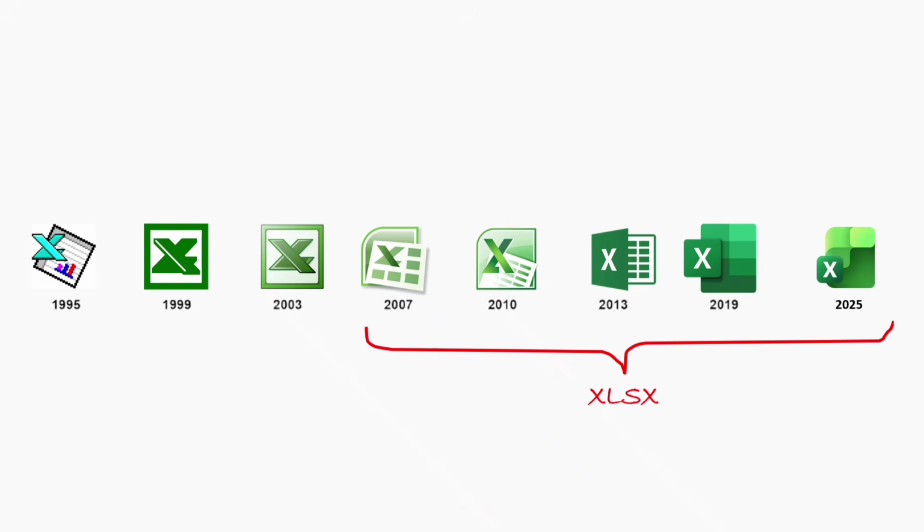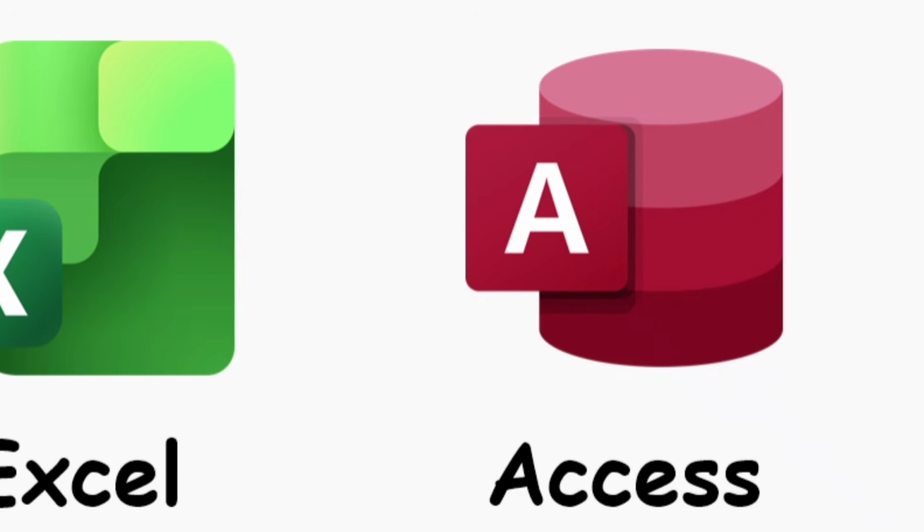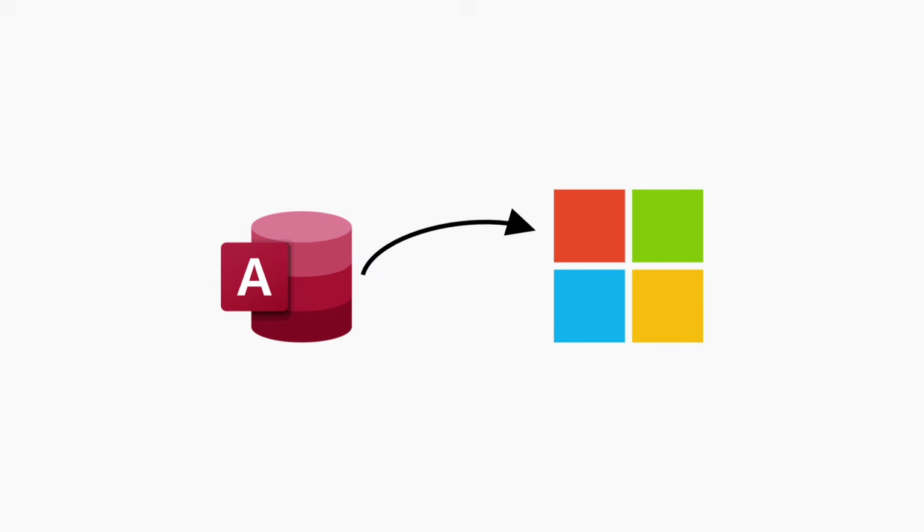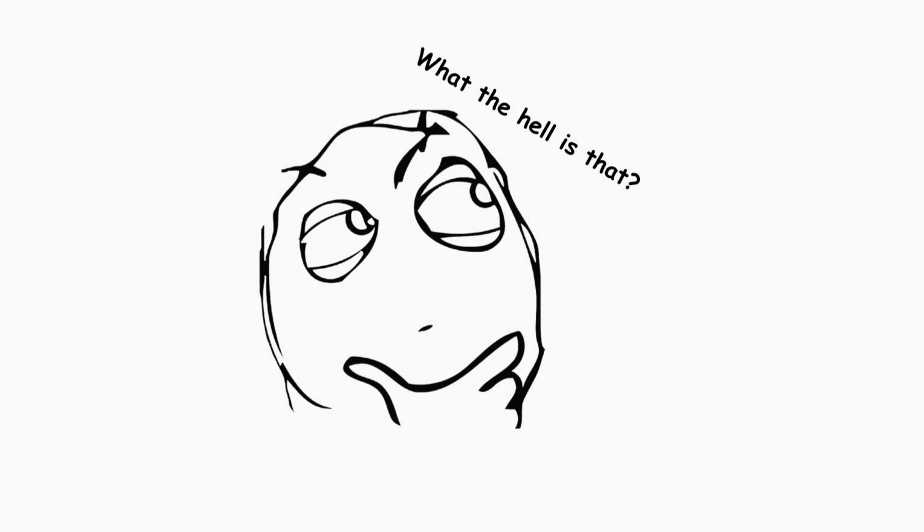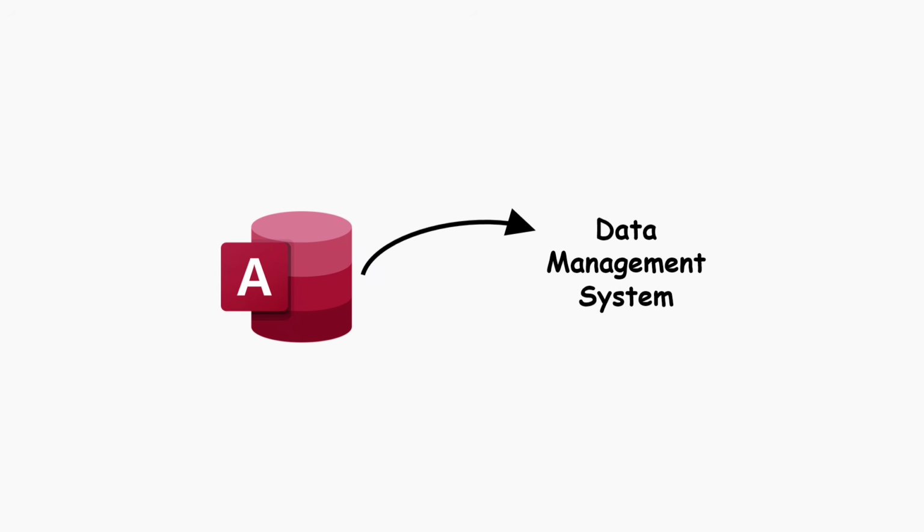Excel file formats are XLSX in newer versions and XLS in older versions. Access is a database management system developed by Microsoft. But what is a database? A database is a data management system.